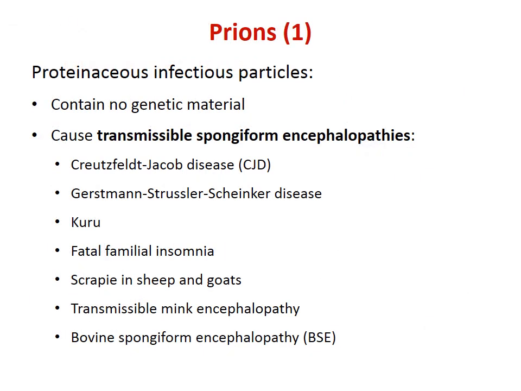So let's move on now to prion diseases. Prions we've talked about before as being proteinaceous infectious particles. These are most commonly known to cause transmissible spongiform encephalopathies, where the prions cause holes to form in the brain, making the brain appear spongy.